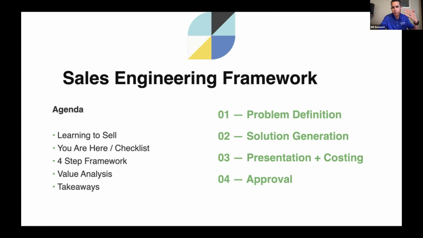We'll step through how to build out a good problem definition, how to start to generate some solution alternatives, how to pitch the winner, and how to go through the approval process. We'll do a value analysis exercise. That's that big Excel document if you want to look ahead, and have a few takeaways and conclusions. Let me hop over to the chat here.